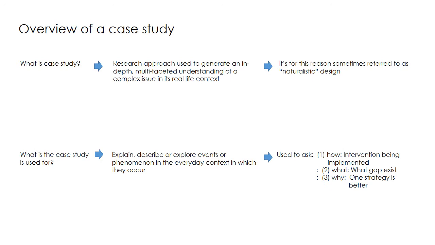So what is a case study used for? You use it to explain, describe, or explore events and phenomena in the everyday context in which they occur. For example, the questions are: how is an exam, or a certain thing, being implemented? What happened? Why is this strategy better than the other? So it is always open-ended questions, because you are not sure. Qualitative is a very systematic inquiry, but you are not sure what information you will retrieve from that particular study, meaning that you will have an idea of what you want to investigate, but when you go deeper and deeper, you will tend to get more new information, or more variables that you might not have planned ahead.